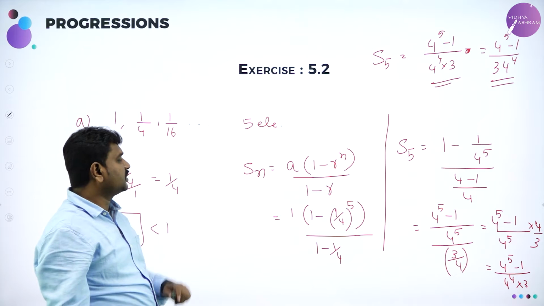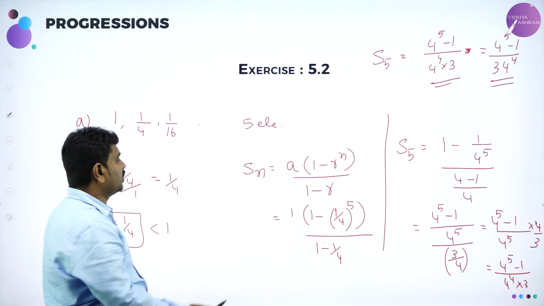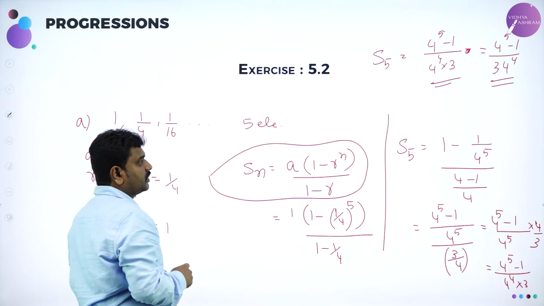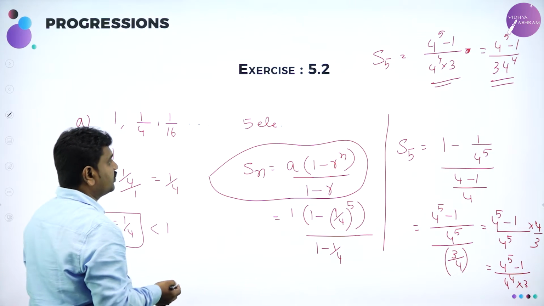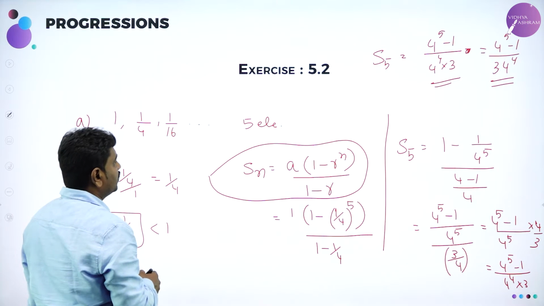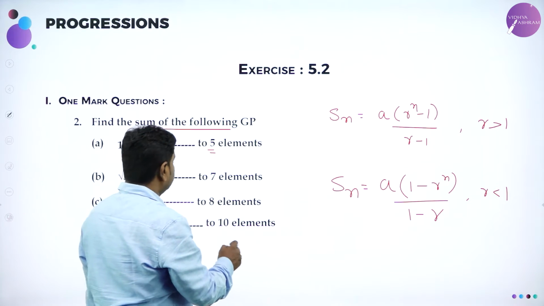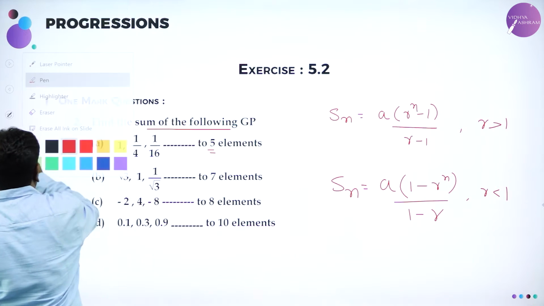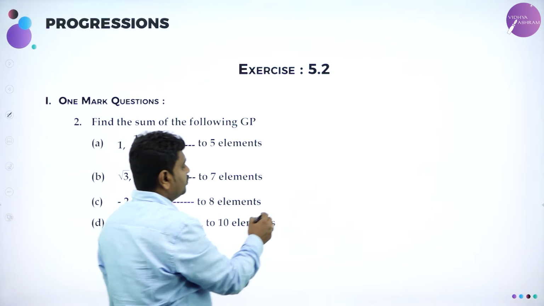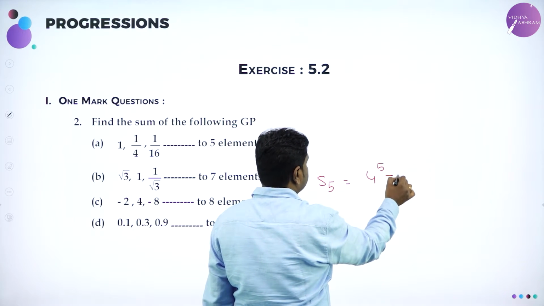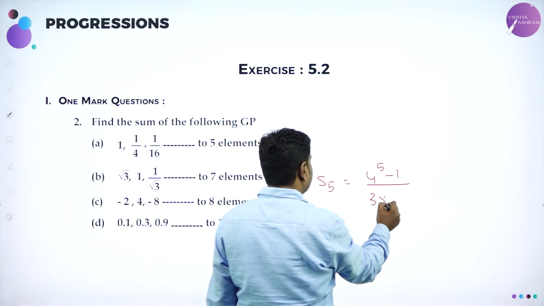So further calculations you can do using a calculator, but I want you to become thorough with the formula, substitution, and taking LCM. So further we can simplify. So what is the sum of 5 terms now? Here, the sum of 5 terms you can also simplify. So the sum of 5 terms is exactly 4 power 5 minus 1 divided by 3 times 4 power 4.